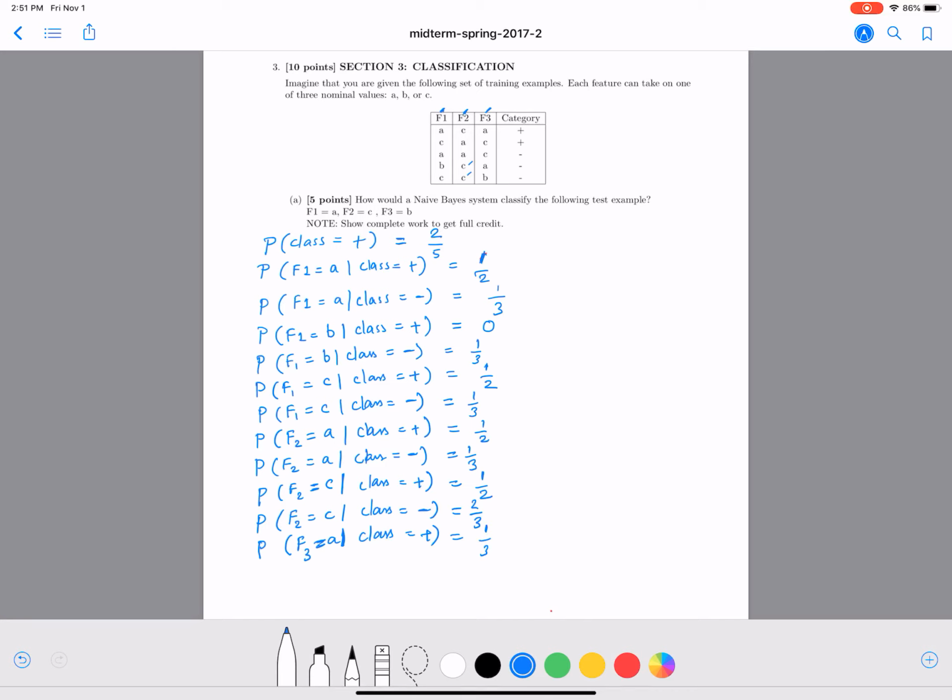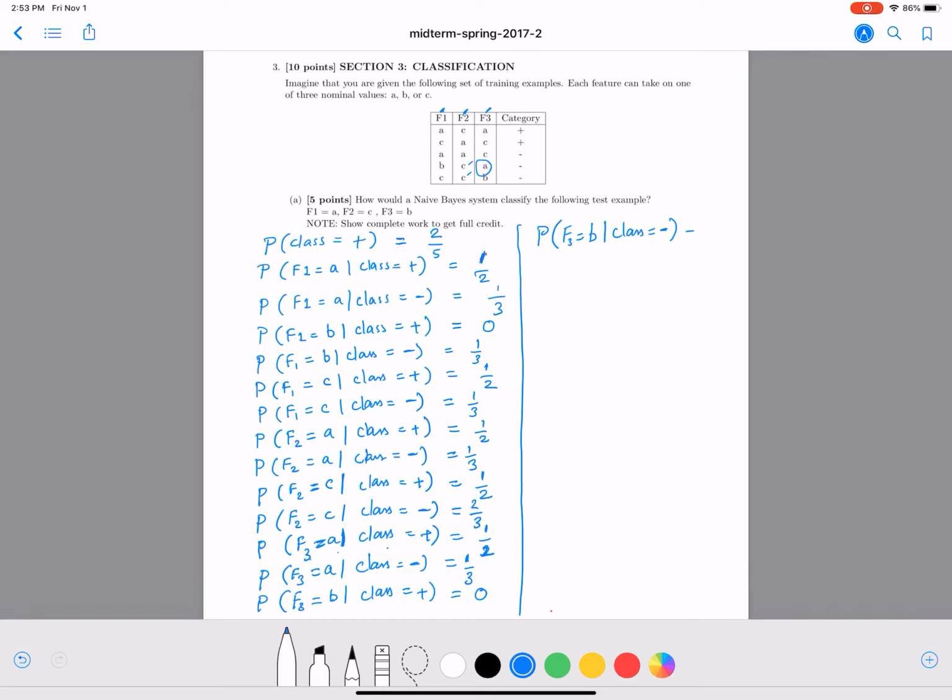Probability of f3 equal to b given class equal to minus. There is one of these in 3. That would be 1 over 3. Probability of f3 equal to c given class equal to plus.